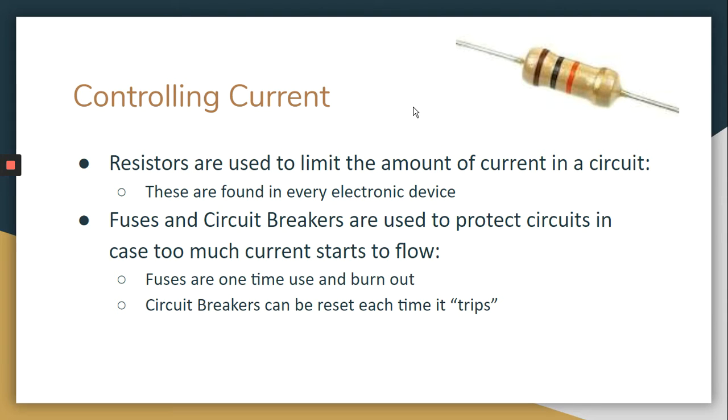And if you're wondering what those little colored bands mean, that actually will tell you how much resistance it has. So there's actually a table where you can look up, if the first band's brown, second band black, third band red, and then over here gold. It would tell you exactly how much resistance that had.